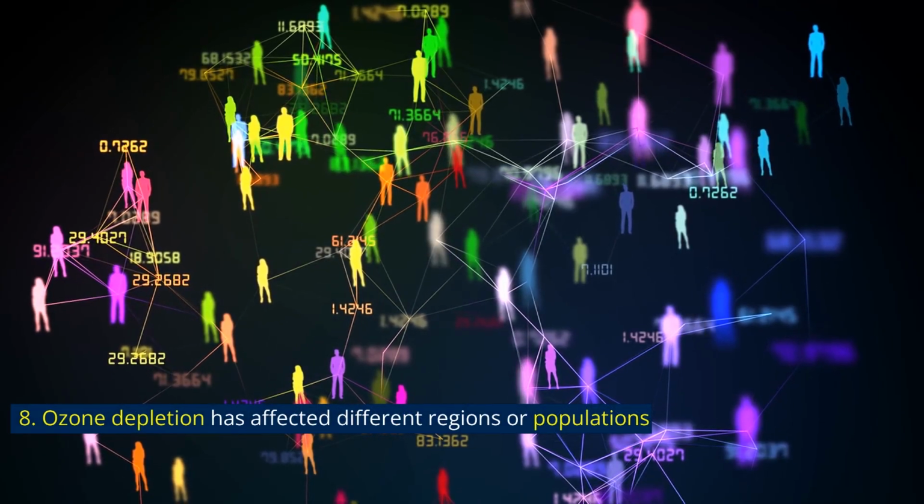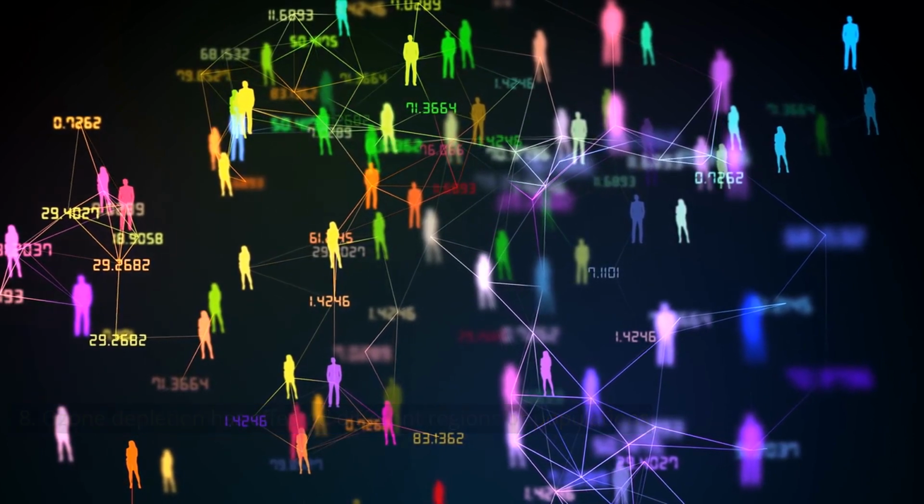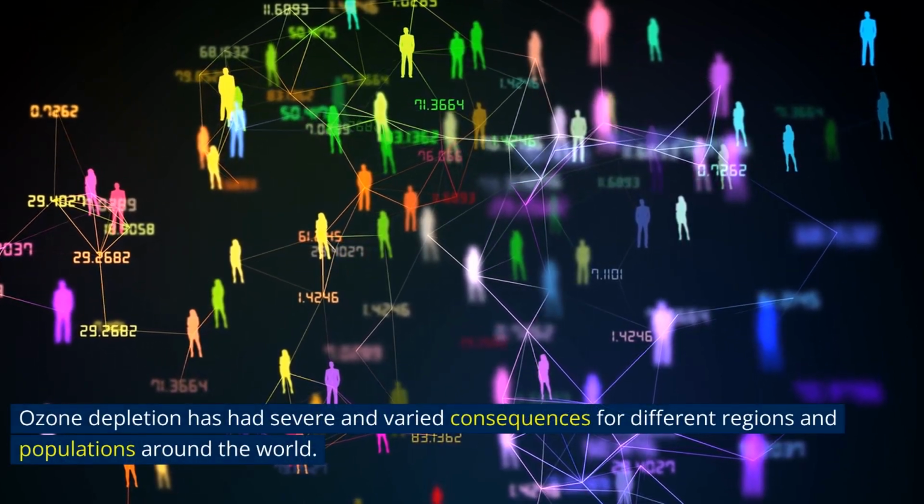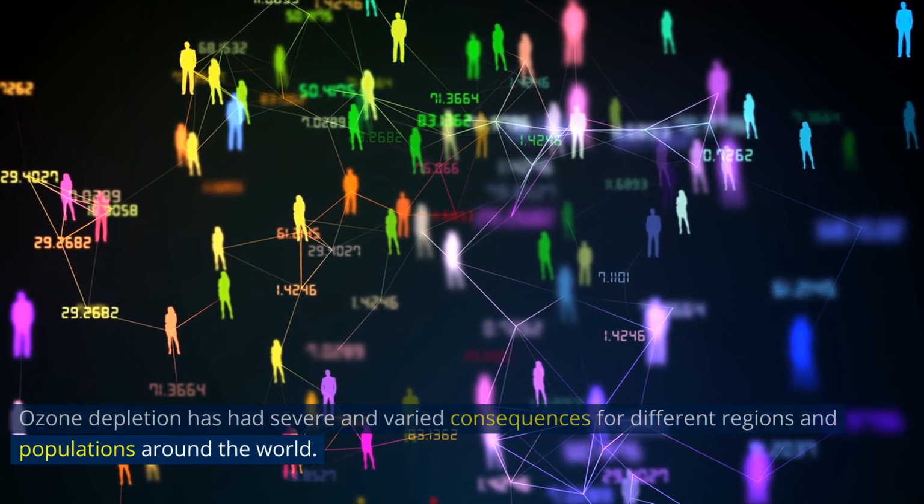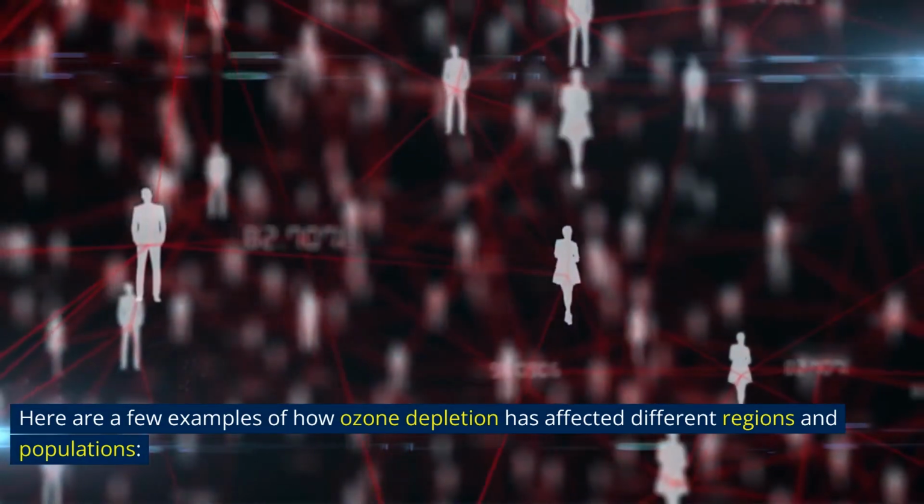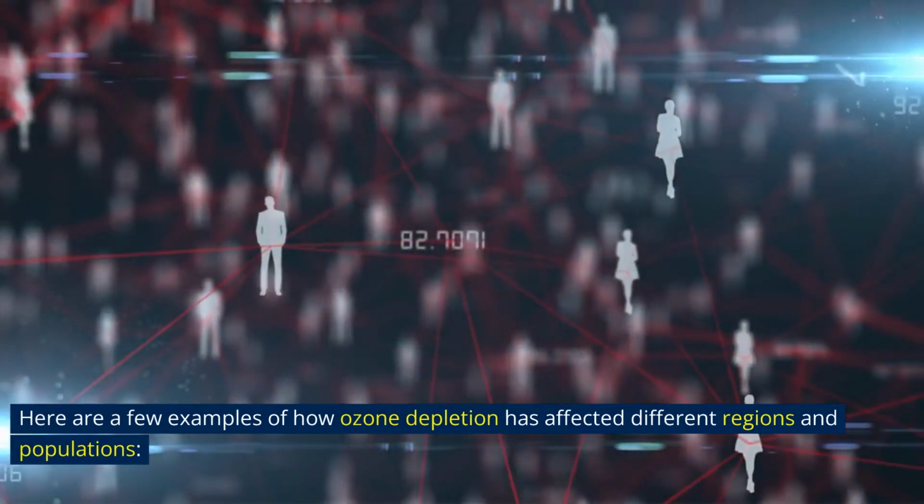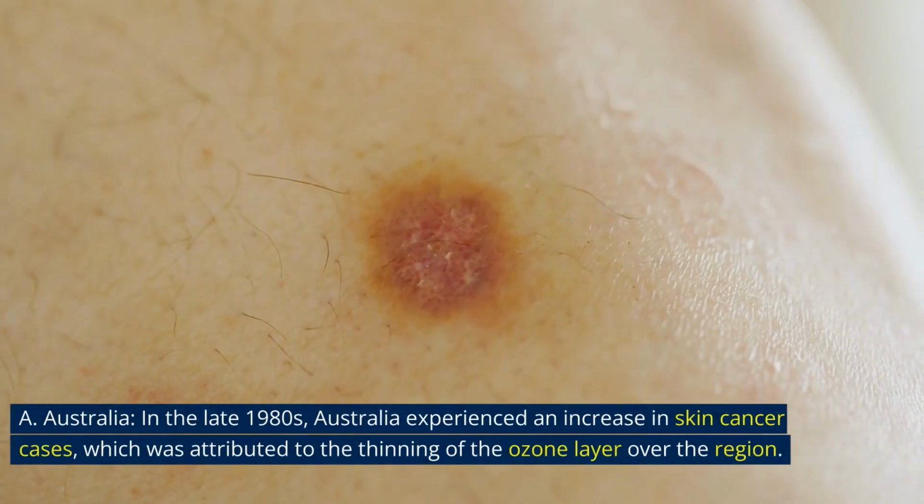8. How ozone depletion has affected different regions or populations. Ozone depletion has had severe and varied consequences for different regions and populations around the world. Here are a few examples of how ozone depletion has affected different regions and populations. A. Australia.